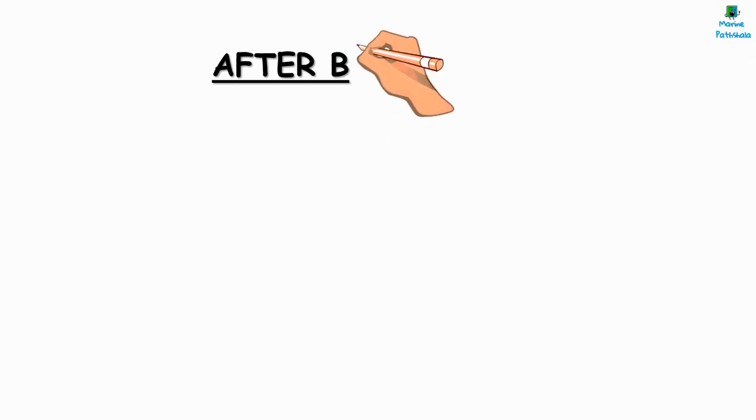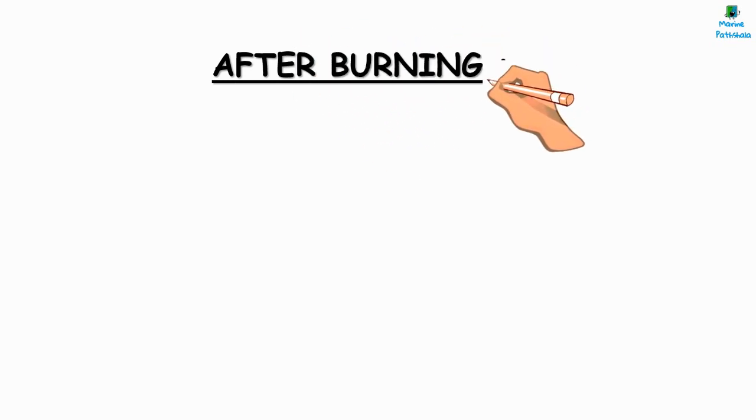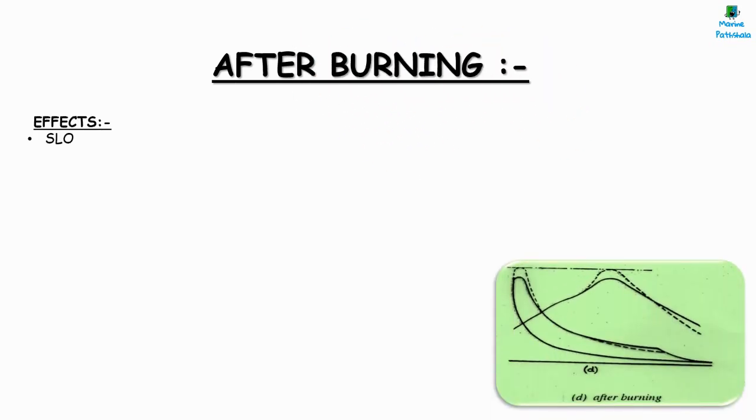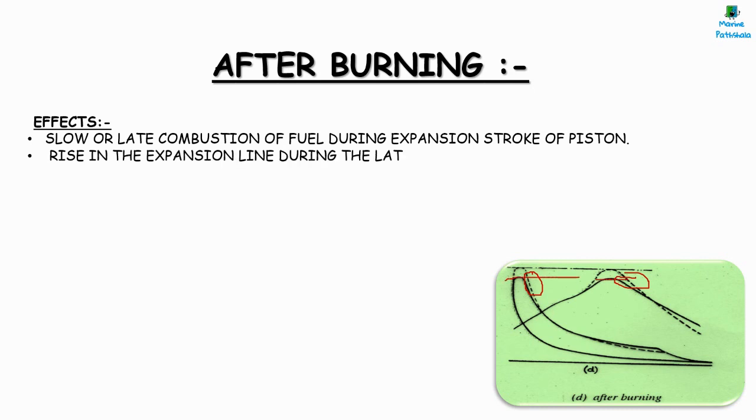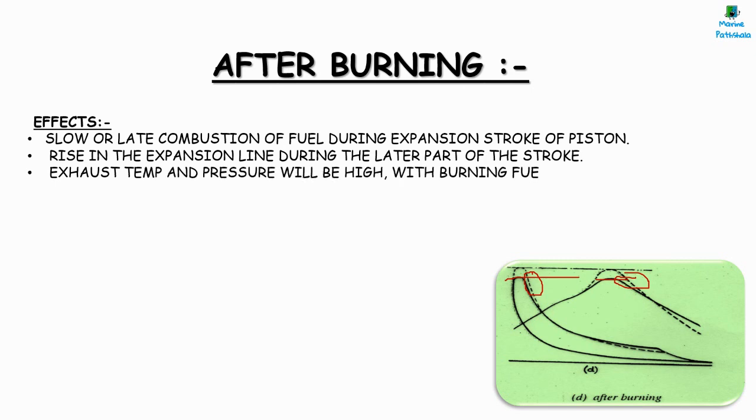The next is afterburning. Here in the diagram, we can see that there is slow or late combustion of fuel during the expansion stroke, and the peak pressures are also low. The effects of afterburning are slow or late combustion of the fuel during the expansion stroke of the piston, and a rise in the expansion line during the later part of the stroke.